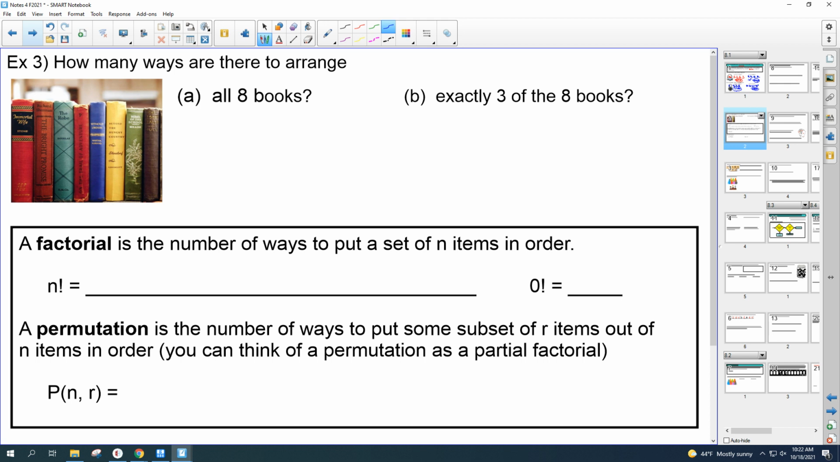Example 3. You've got some books on a bookshelf, and it says how many ways are there to arrange all 8 books on this bookshelf? So we're trying to arrange them or put them in order. I've got 1, 2, 3, 4, 5, 6, 7, 8. And if I want to arrange all 8 of them, it's like I have a blanks problem with 8 blanks: 1 and 2 and 3 and 4 and 5 and 6 and 7 and 8. 8 blanks.